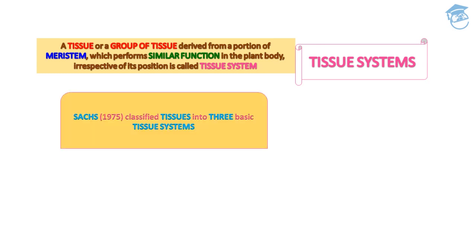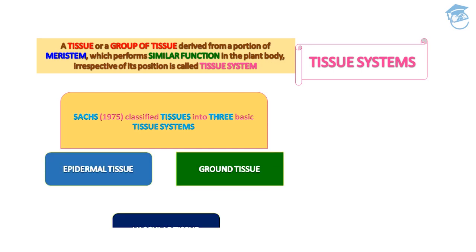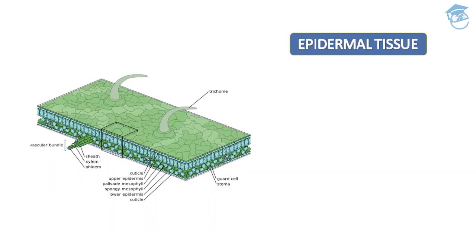Sachs classified tissue into three basic tissue systems. First is epidermal tissue, second is ground tissue, and third is vascular tissue. These tissue systems are divided by Sachs into three basic categories: epidermal tissue, ground tissue, and vascular tissue. We'll talk about the epidermal tissue first.